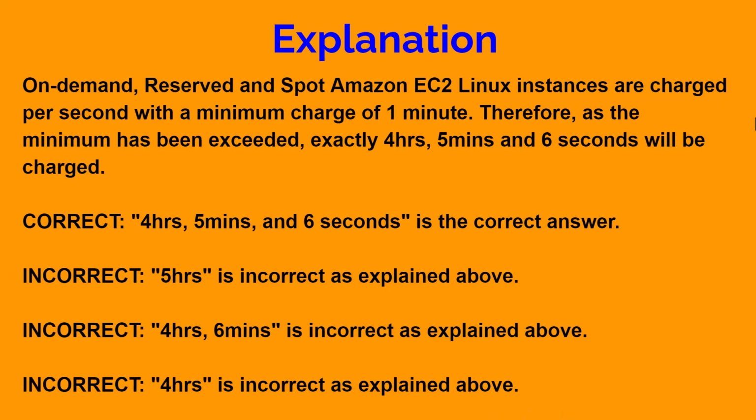Explanation. On-demand, reserved and spot Amazon EC2 Linux instances are charged per second with a minimum charge of 1 minute. Therefore, as the minimum has been exceeded, exactly 4 hours, 5 minutes and 6 seconds will be charged. Correct. 4 hours, 5 minutes, and 6 seconds is the correct answer. Incorrect. 5 hours is incorrect as explained above. Incorrect. 4 hours, 6 minutes is incorrect as explained above. Incorrect. 4 hours is incorrect as explained above.